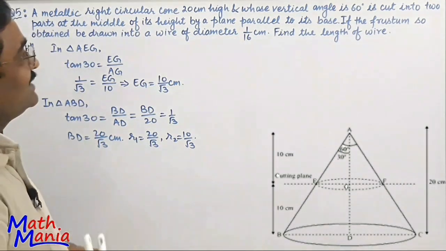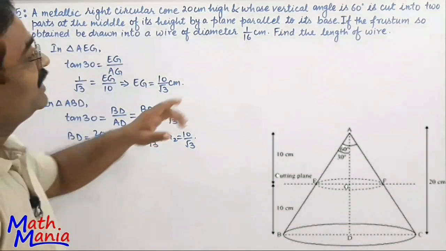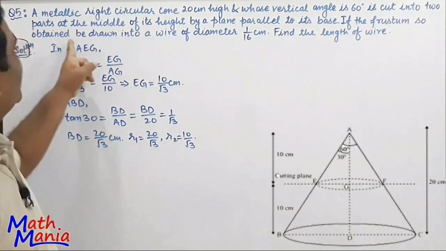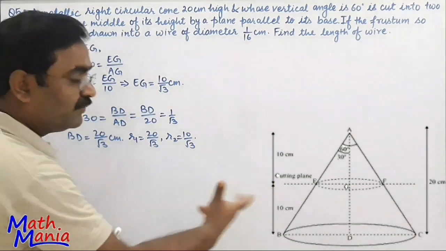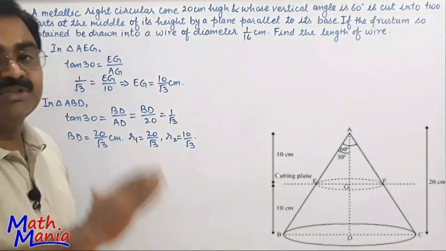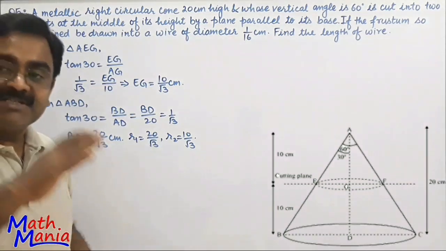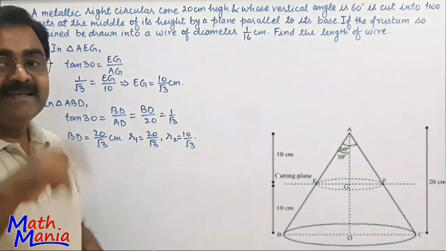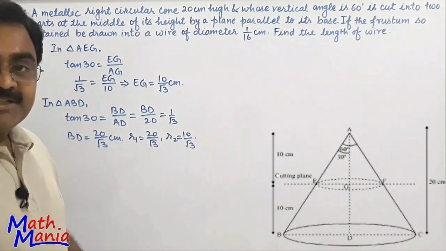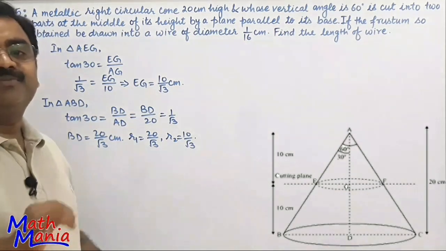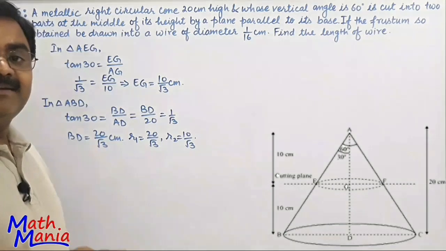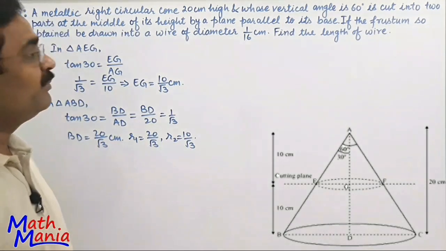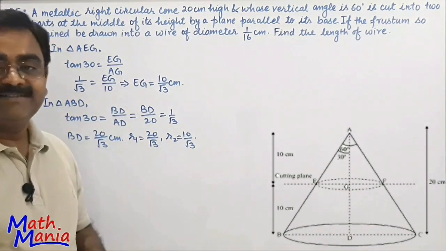And this frustum, as given in the question, is drawn into a wire. Means the volume of the frustum is given another shape, converted into another shape. Which topic is this? The conversion of solid from one shape to another. Now this frustum is melted and given the new shape in the form of a wire.